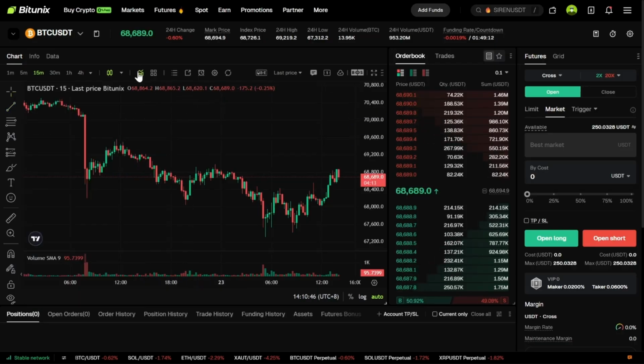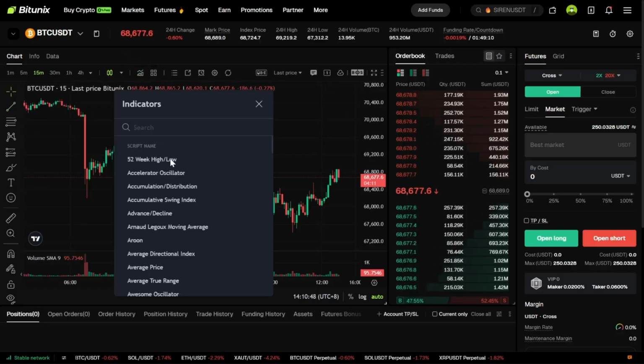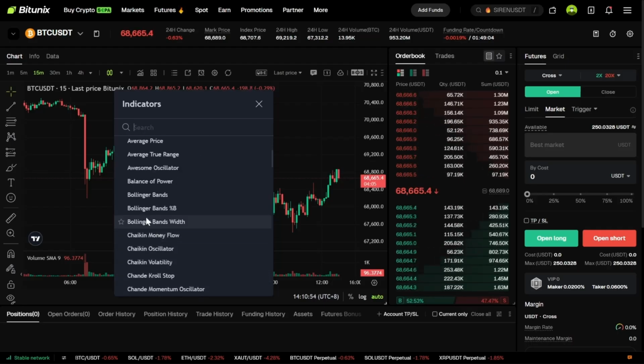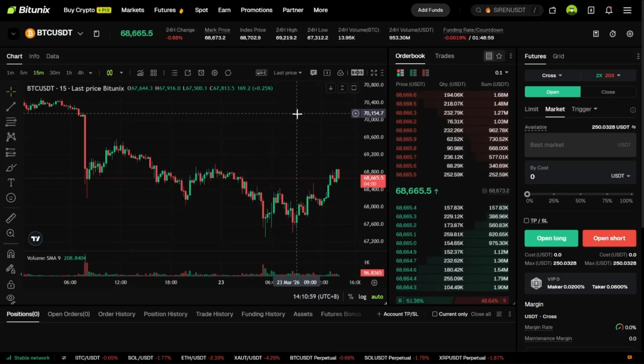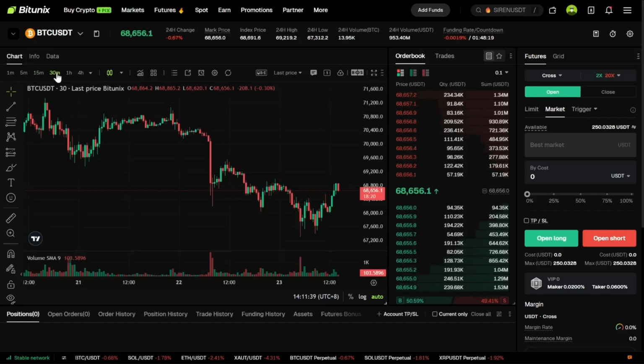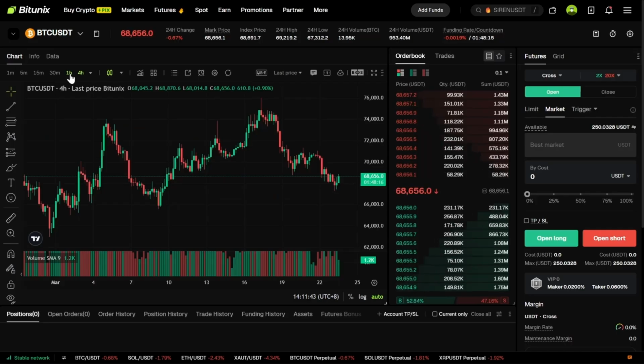Up here is where you can add indicators. So indicators like the 52-week high and low, average price, the Bollinger Bands, really just depends on what type of trader you are. You can also switch time frames between 1 minute, 4 hours, 1 hour, really just depends on your trading style.